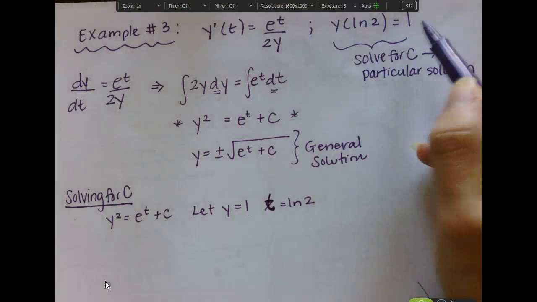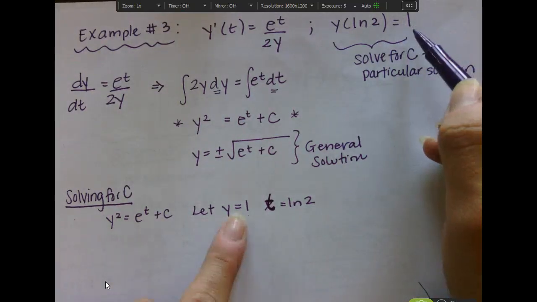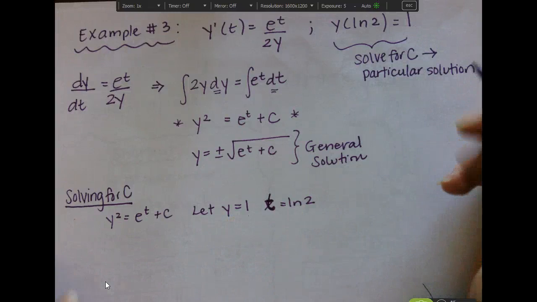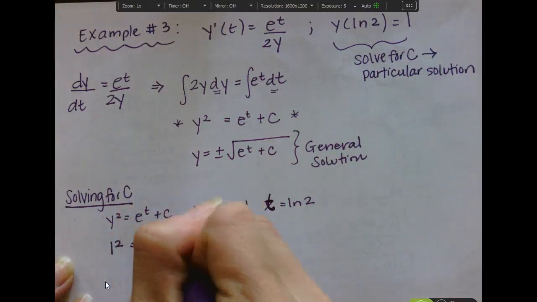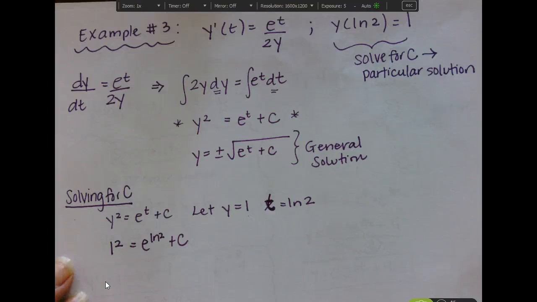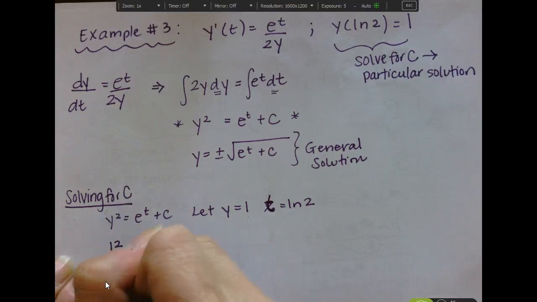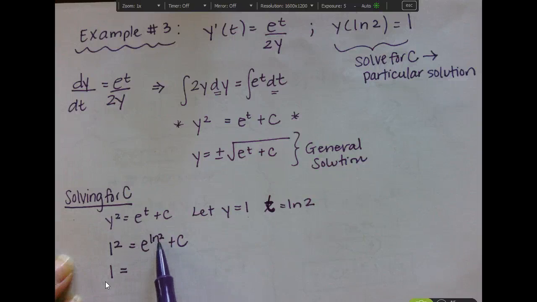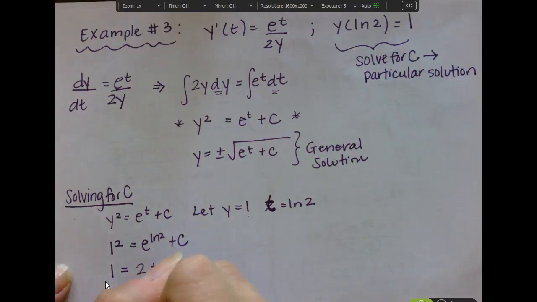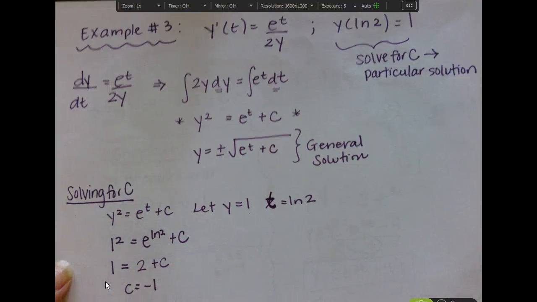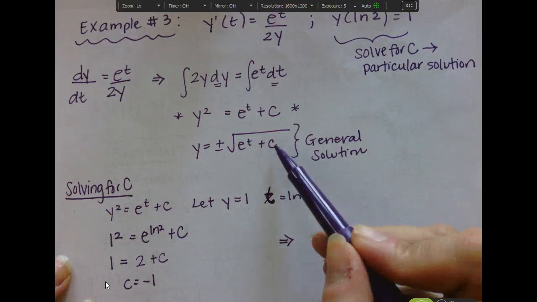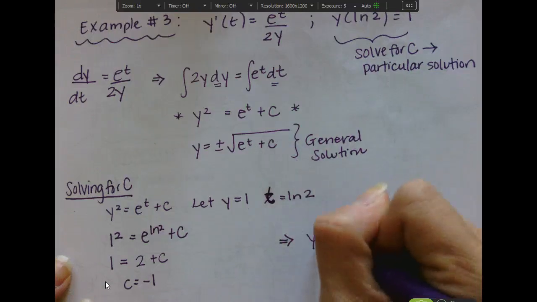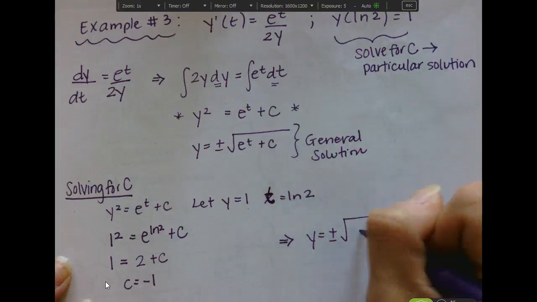So y of t equals 1. That means y is 1 and t is the natural log of 2. So let's plug those values in where appropriate, and let's isolate the constant c. 1 squared is 1. E to the natural log of 2 is 2. And if I subtract, I'm going to get c equals -1. All I need to do now is take that -1, plug it in for c in my general solution, and I have a particular solution.